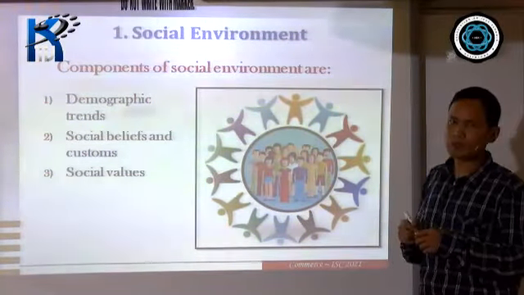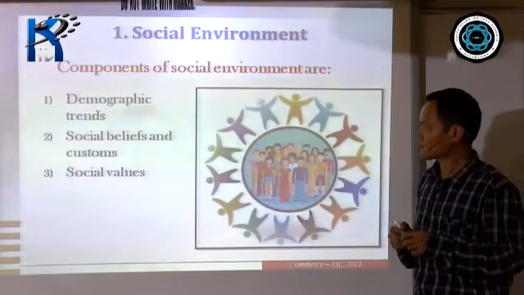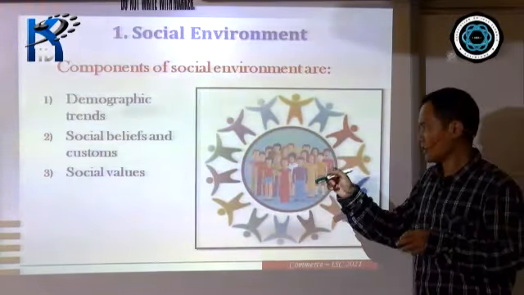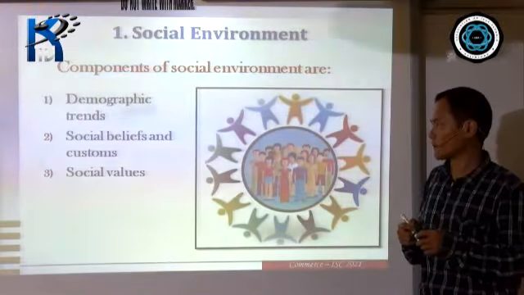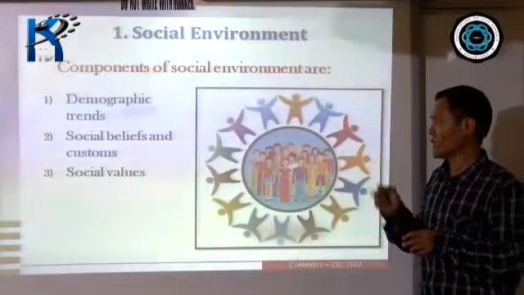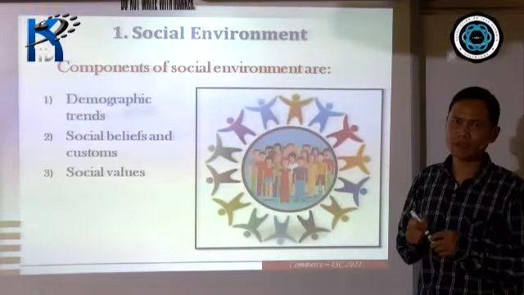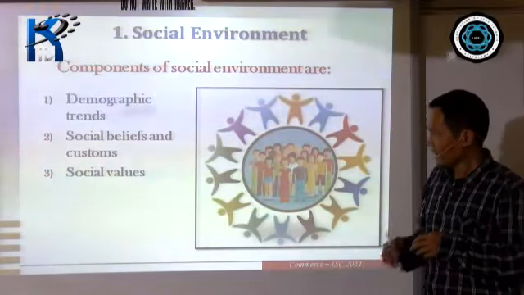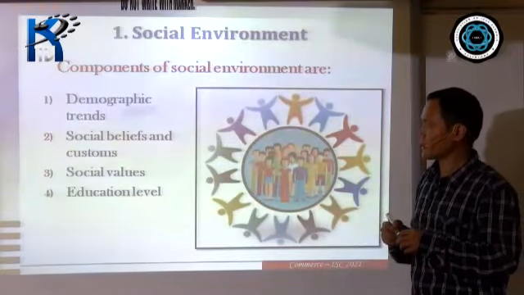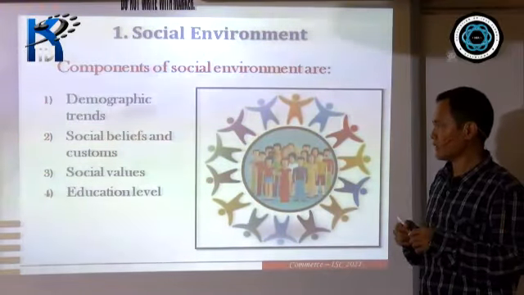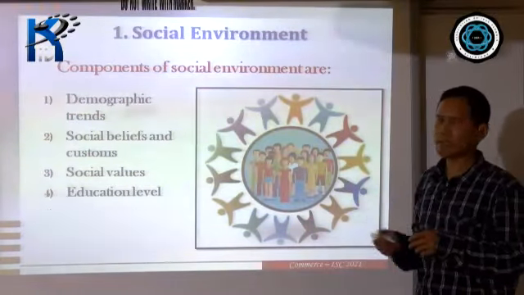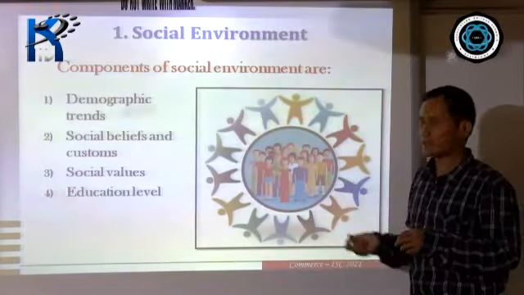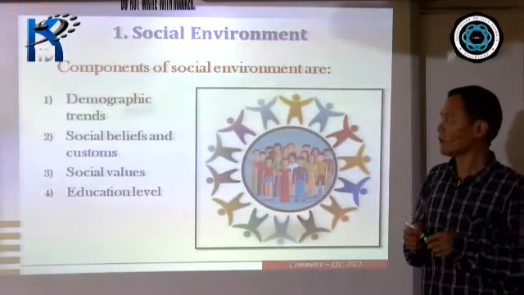It includes fundamental rights, patriotism, the respect for human dignity, equality, relation. Next component is educational level. The educational level determines the knowledge of the people in the society and whether they are aware of their rights and duties or not.